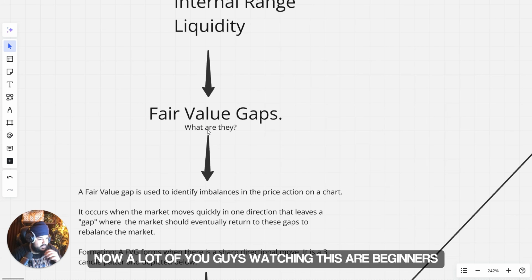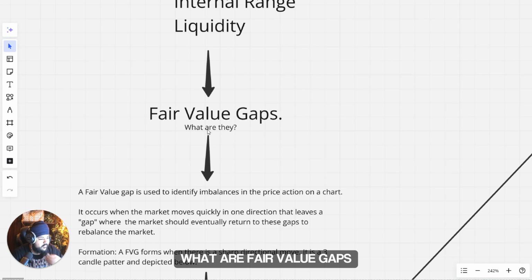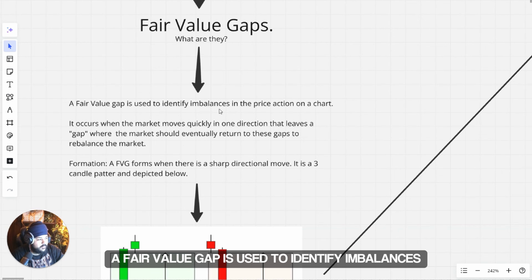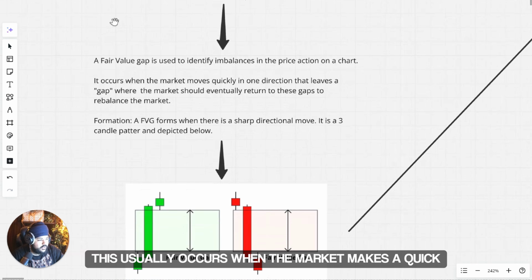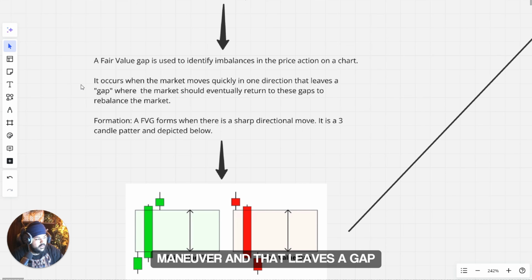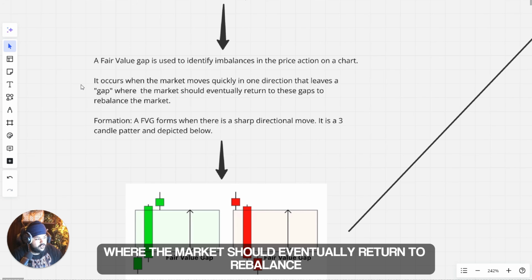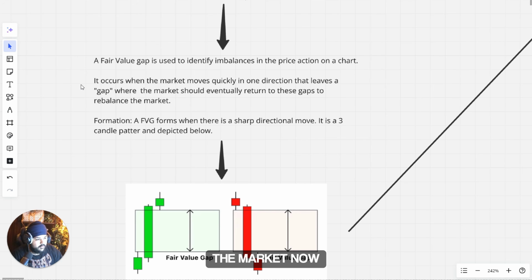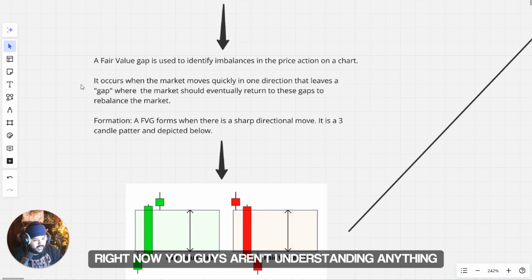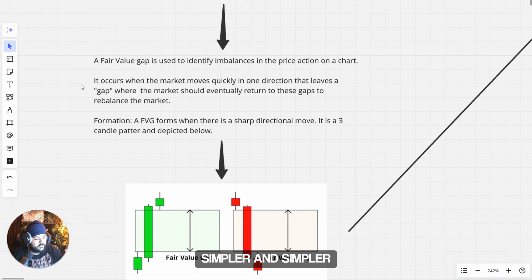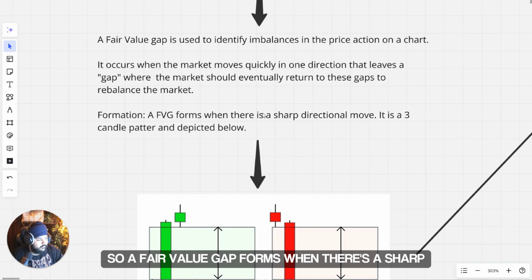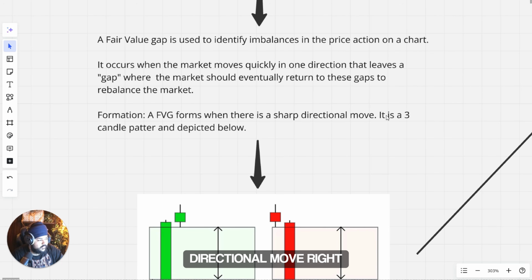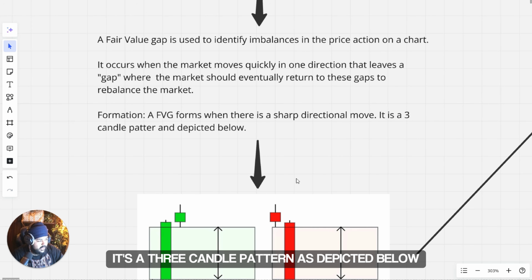Now, a lot of you guys watching this are beginners and you're probably wondering, what are fair value gaps? A fair value gap is used to identify imbalances in the price action on a chart. This usually occurs when the market makes a quick maneuver, and that leaves a gap where the market should eventually return to rebalance the market. I know you guys are going to think I'm speaking gibberish right now, but we're going to break it down simpler and simpler until you understand it. So a fair value gap forms when there's a sharp directional move. It's a 3-candle pattern as depicted below.